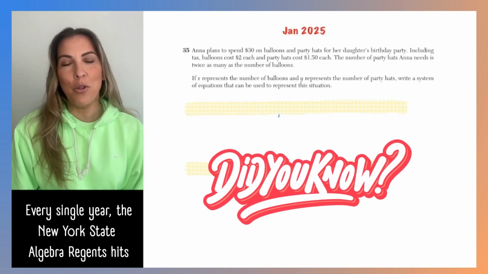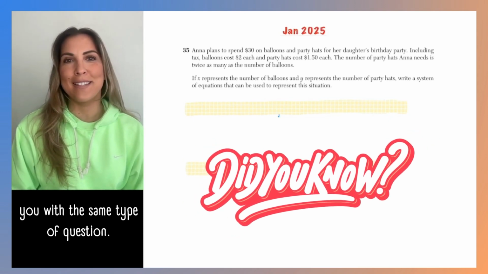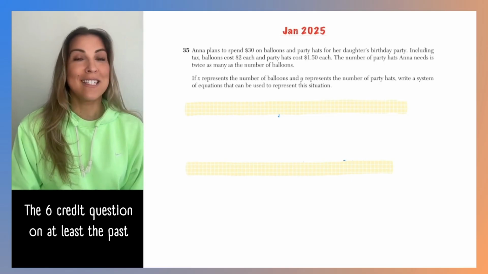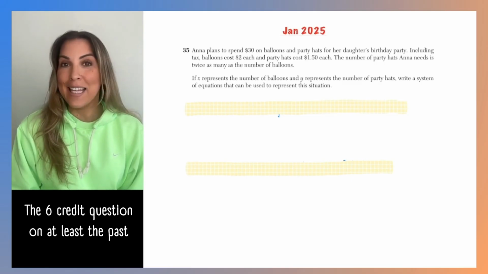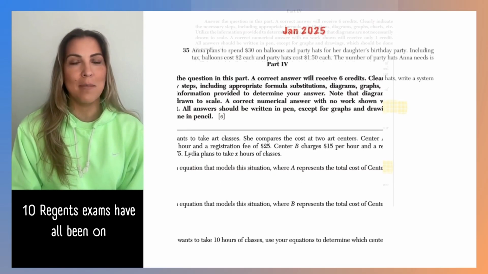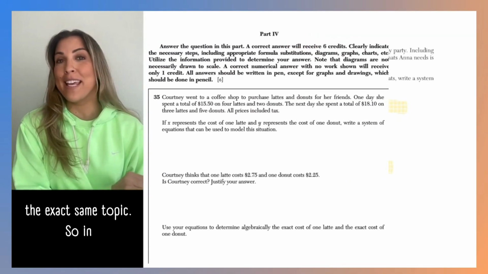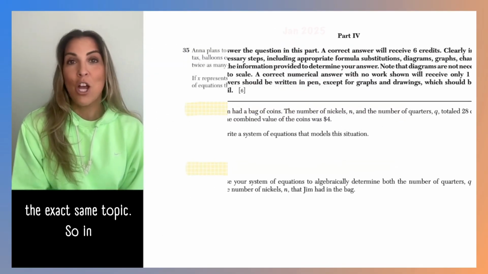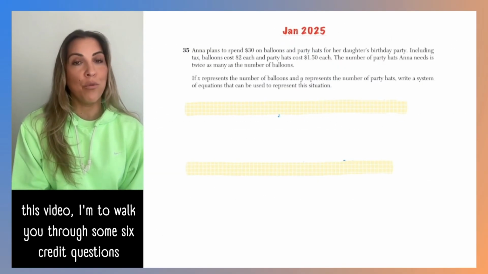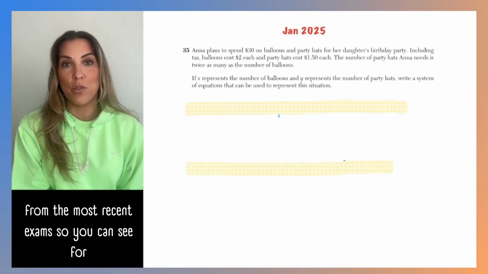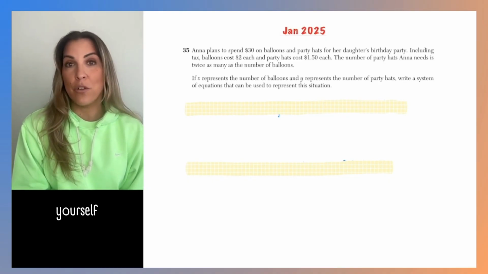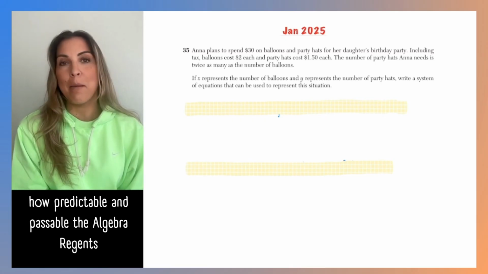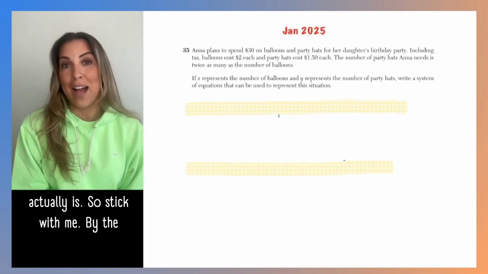Every single year, the New York State Algebra Regents hits you with the same type of question. The 6-credit question on at least the past 10 Regents exams have all been on the exact same topic. So in this video, I'm going to walk you through some 6-credit questions from the most recent exams so you can see for yourself just how predictable and passable the Algebra Regents actually is.